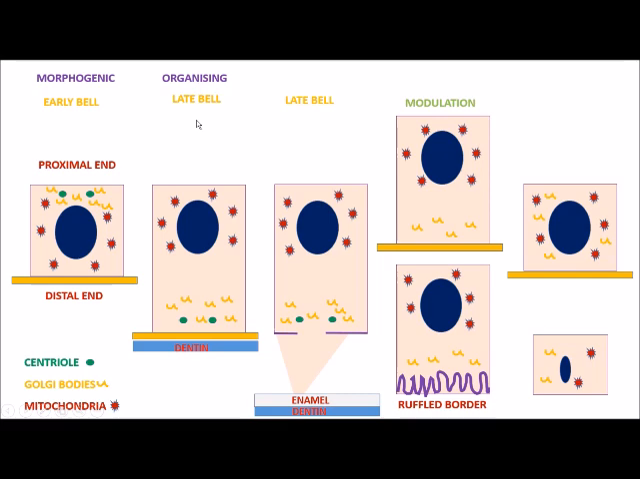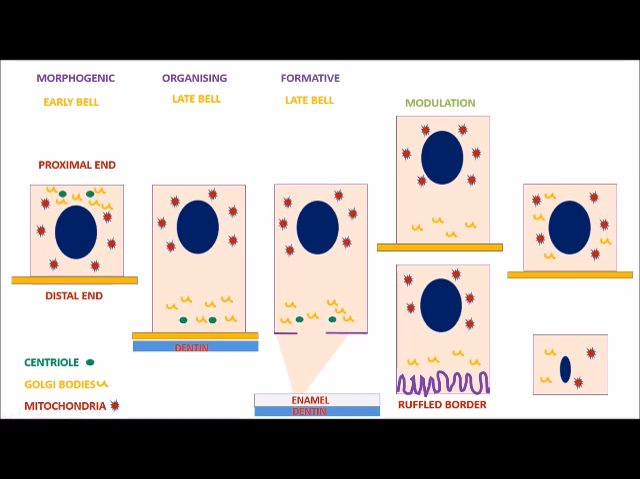Next is organizing stage. In this stage, the inner enamel epithelial cell organizes to form the ameloblast, and it occurs in the advanced Bell stage. In this stage, nucleus moves to the proximal end and the mitochondria move to the proximal end, centrioles and Golgi bodies to the distal end. The cell rests on the basement membrane, and this ameloblast induces the formation of odontoblast, and the dentin is secreted in this stage.